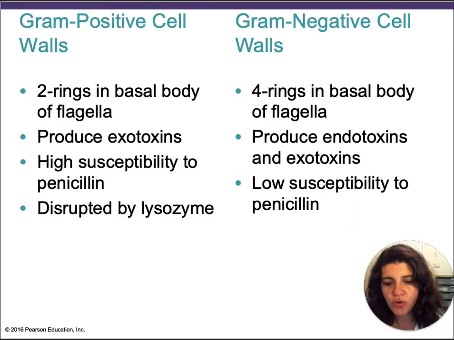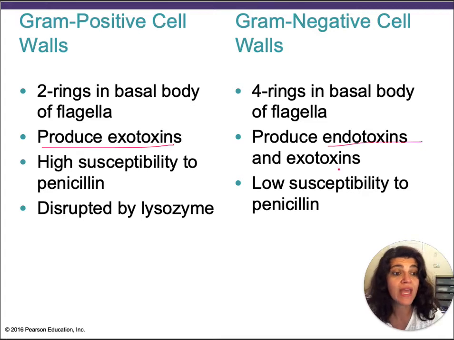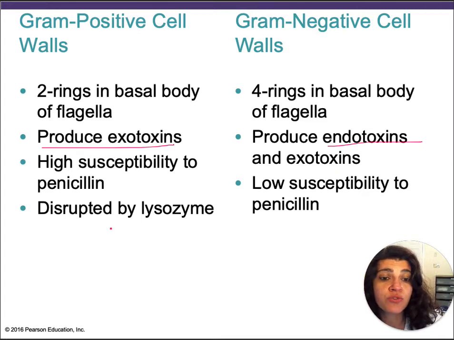So just general statements here about the difference between the two. Gram-positive cell walls produce exotoxin, so they produce toxins that are released in the environment, while gram-negative can also, other than exotoxin, produce endotoxin. Usually gram-positive cell walls are highly susceptible to penicillin because remember, we're going to learn here, and you should remember from anything you read, penicillin is an antimicrobial drug that inhibits the synthesis of the cell wall.